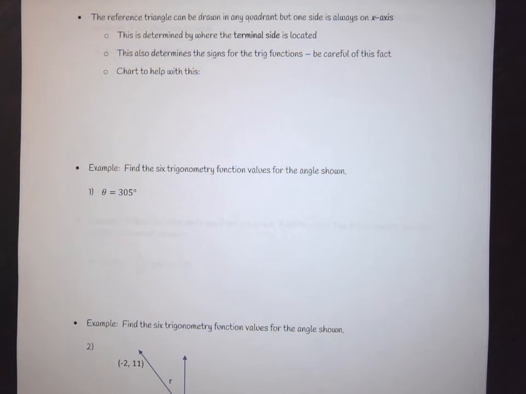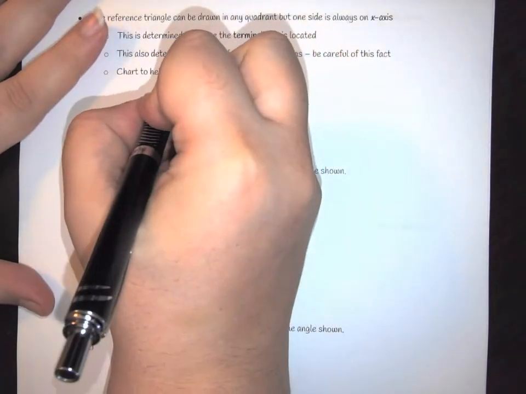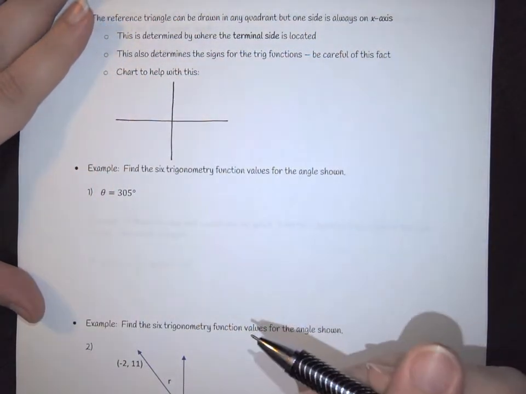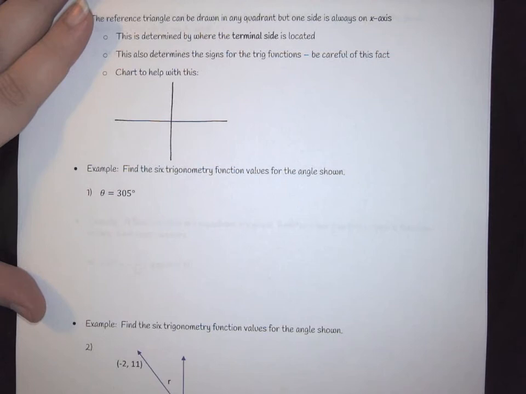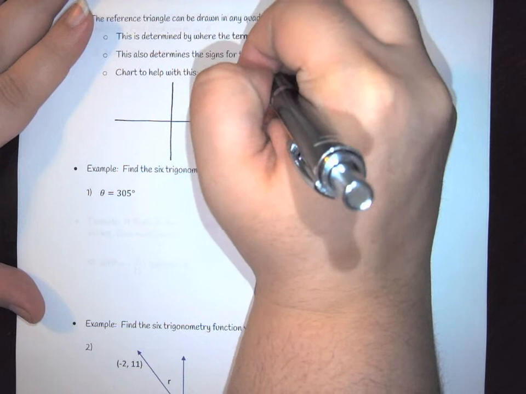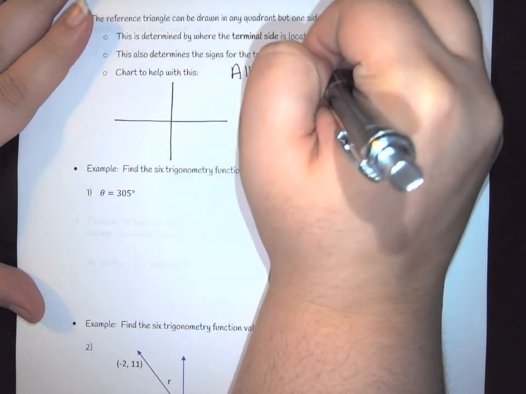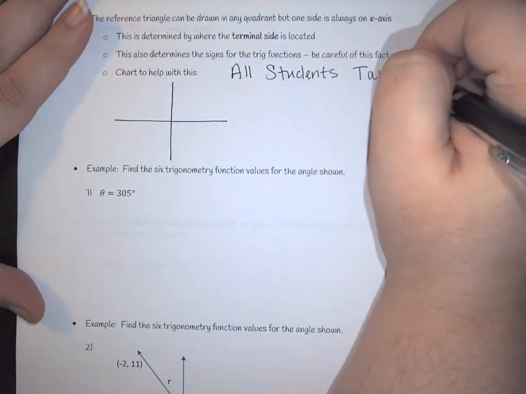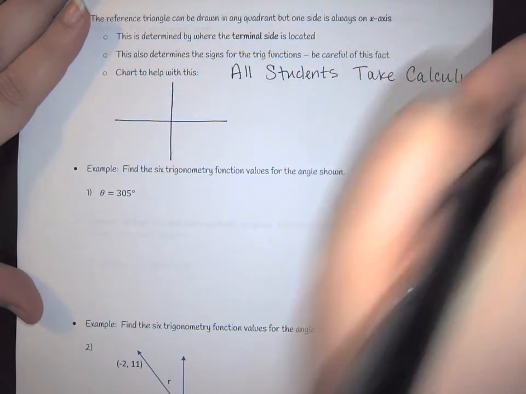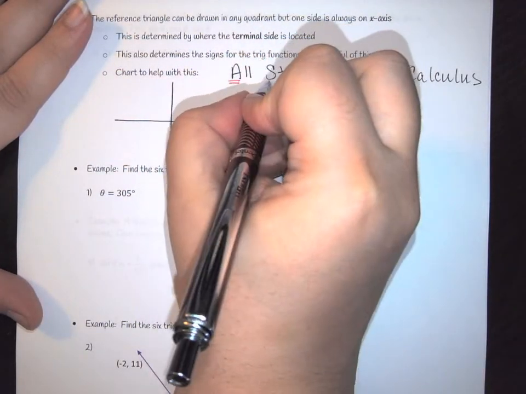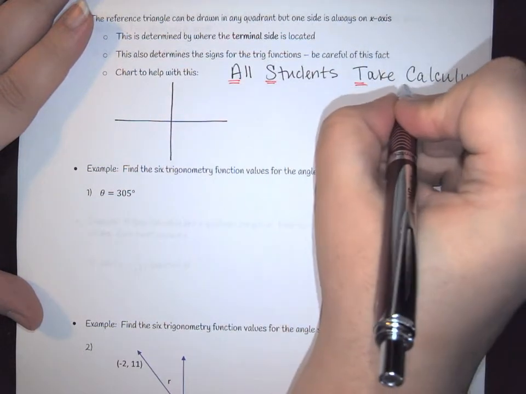So we have a little chart or a little saying that we like to use in order to help out. If we look at our coordinate plane here, our little saying is going to state: all students take calculus. Now, out of that saying, there's only a certain part that we pay attention to: A, S, T, C.